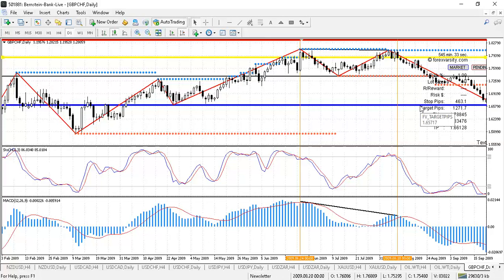So guys, I hope that helps you. Obviously with double bottoms, it's exactly the same, the opposite way around. I'm not going to go into detail and give you another example on that. Hopefully you guys understand. If there's anything you need clarification on, just give me a shout.